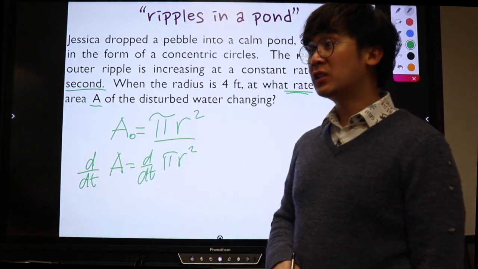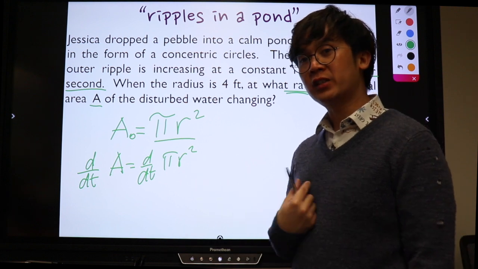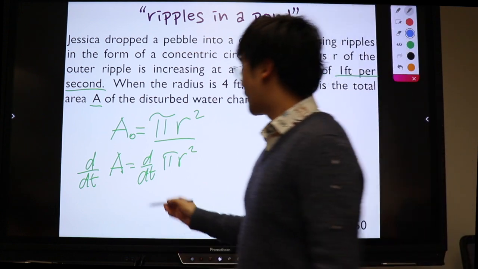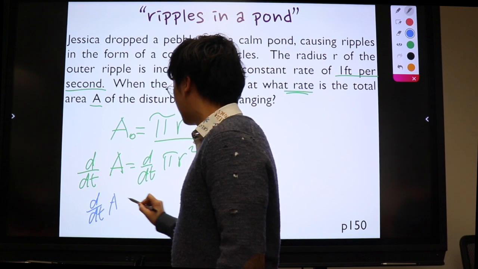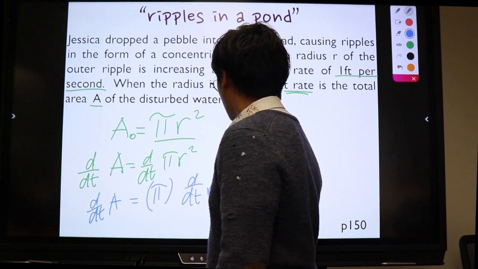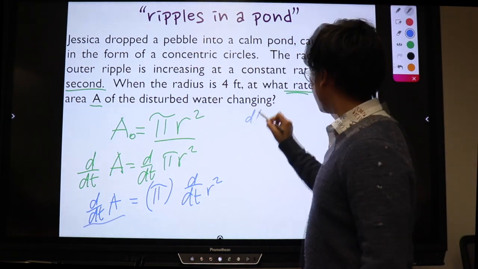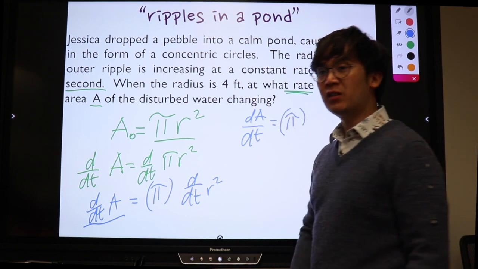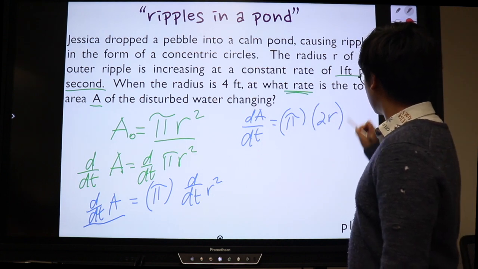Now we're going to be using the constant rule, and the constant rule is ignore the constant and focus on the function. What is the constant in this function? Pi. So I'm going to rewrite my derivative, d dt of A equal to pi, set it aside, d dt of r squared. And now we're ready to differentiate. So what is the derivative of A with respect to time? dA all over dt. Pi is outside, so what's the derivative of r squared with respect to time? 2r dr dt.